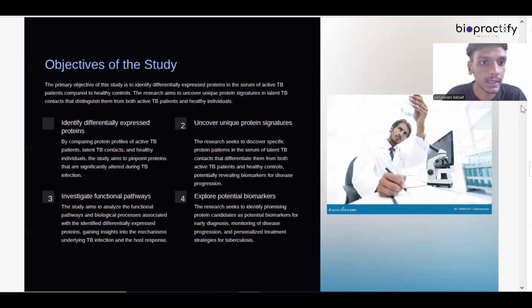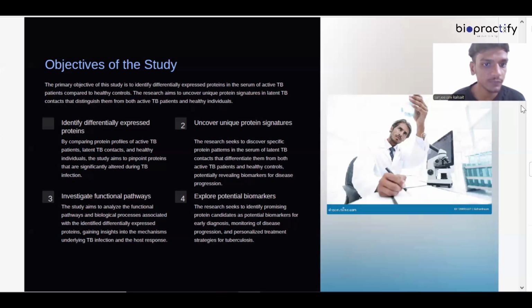First is identify differentially expressed proteins. By comparing the protein profiles of active tuberculosis patients, latent tuberculosis contacts, and healthy individuals, the study aims to pinpoint proteins that are significantly altered during tuberculosis infection. Uncover unique protein signature. The research seeks to discover specific protein patterns in the serum of latent tuberculosis contacts that differentiate them from both active tuberculosis patients and healthy controls, potentially revealing biomarkers for disease progression.